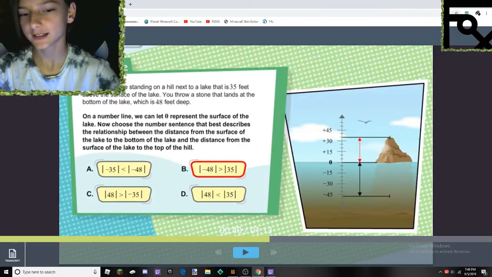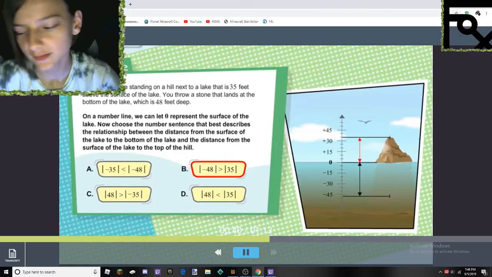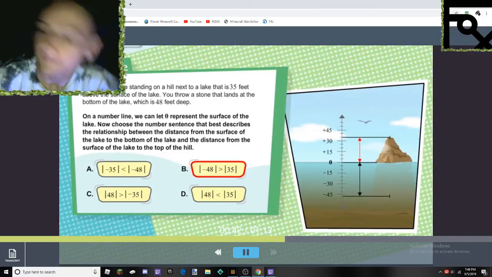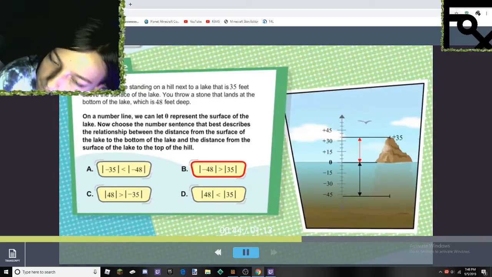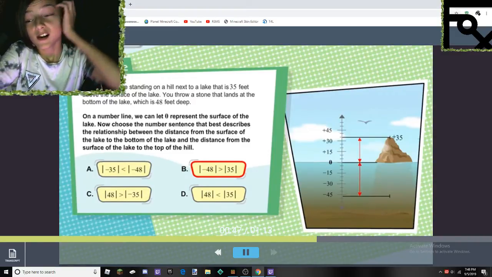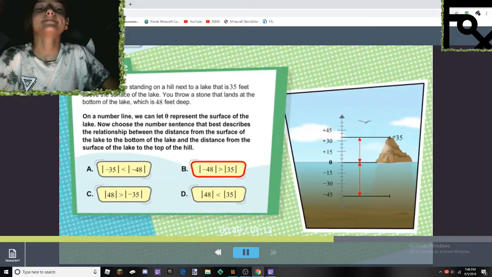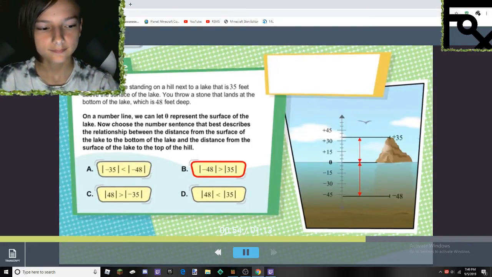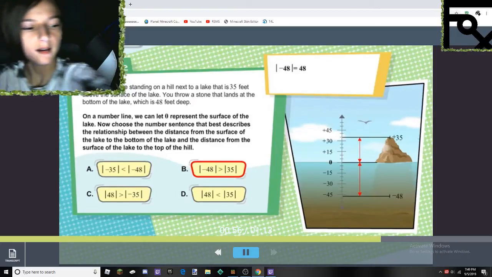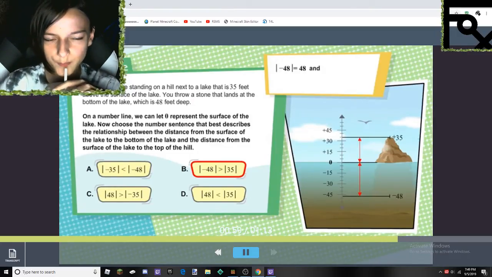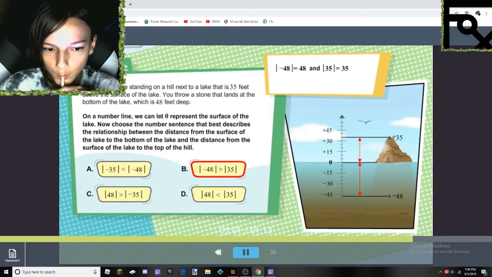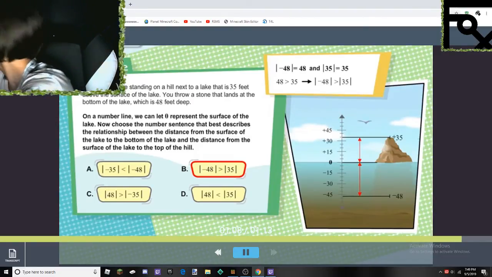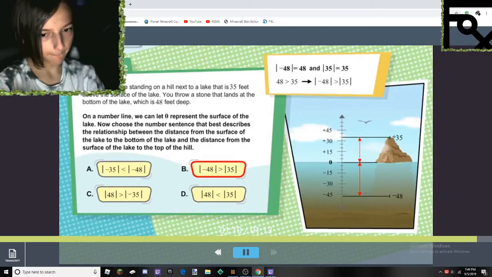Now, can you let me get back to doing my stuff I already learned 4 years ago? Can be represented as the absolute value of 35. The distance from the surface of the lake to the bottom can be represented as the absolute value of negative 48. The absolute value of negative 48 is 48, and the absolute value of 35 is 35. Because 48 is greater than 35, then the absolute value of negative 48 is greater than the absolute value of 35.